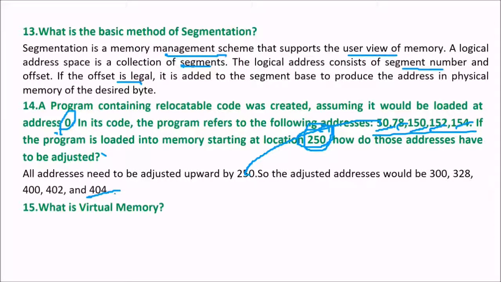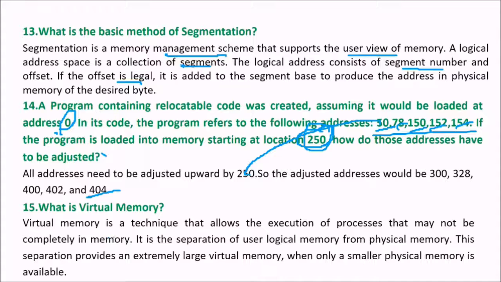What is virtual memory? Virtual memory is a technique that allows the execution of a process that may not be completely in memory. A process needs to be in memory to be executed and get CPU burst time. So it is the separation of user logical memory from physical memory. This separation provides an extremely large virtual memory, whereas we have only a small physical memory available. This is virtual memory.